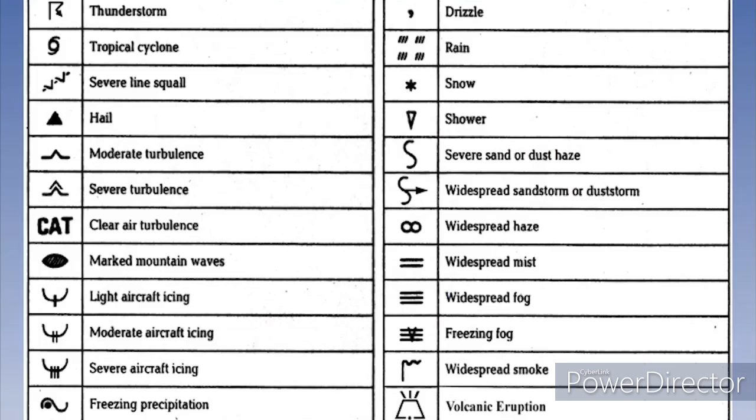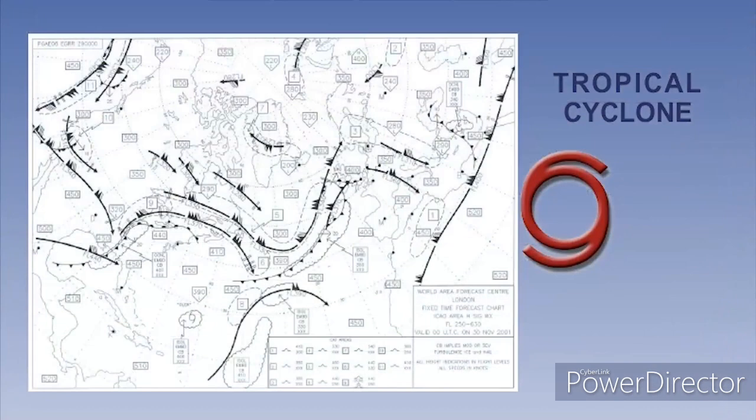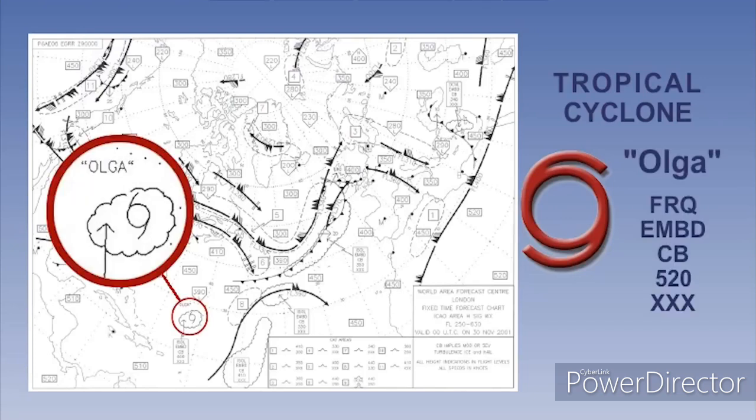The next phenomena which we will look at are tropical cyclones. These severe storms are shown on SIG weather charts by this easily recognizable symbol. The symbol is always accompanied by the name of the storm. In our example, Olga. Tropical cyclones are often associated with an intense area of cumulonimbus activity, which is sometimes highlighted on the SIG weather chart by the letters FRQ, indicating frequent.